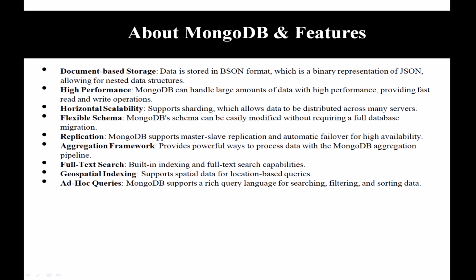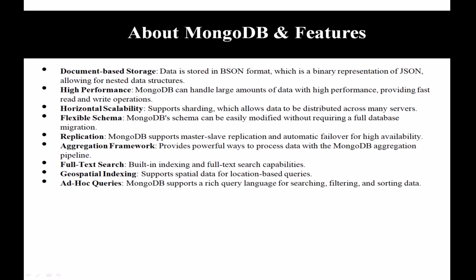Next, about MongoDB and its features. First one is a document-based store. Data is stored in JSON format. Here JSON stands for JavaScript Object Notation, whereas BSON stands for binary JSON. Next, it allows for nested data structures and high performance. MongoDB can handle large amounts of data with high performance, providing fast read and write operations.